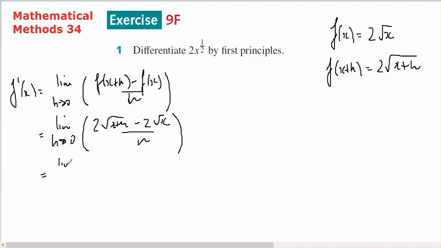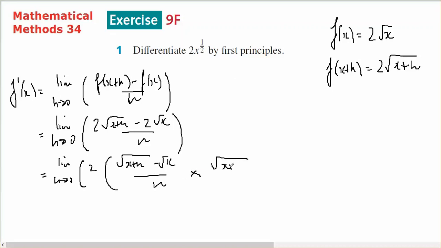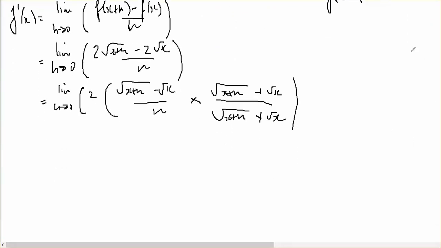And I can then take a common factor of 2 outside of the square root of x plus h minus the square root of x, all over h. Now, I'm going to multiply it by what would be like in the difference of two squares. I'm going to multiply it by the square root of x plus h plus root x over the square root of x plus h plus root x. And the reason I do that is so that I can get rid of the square roots.